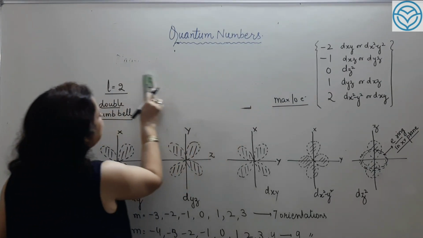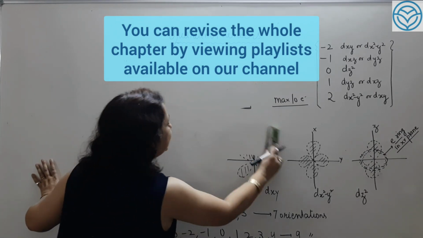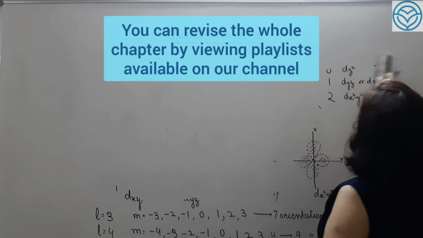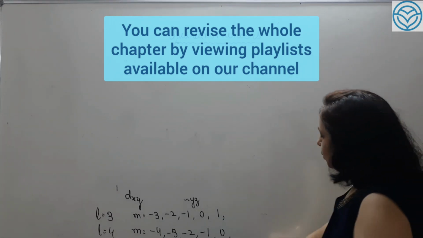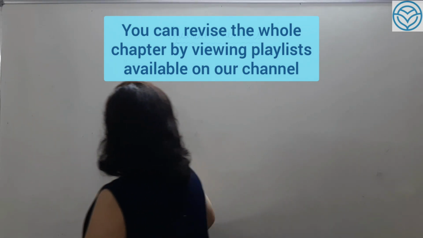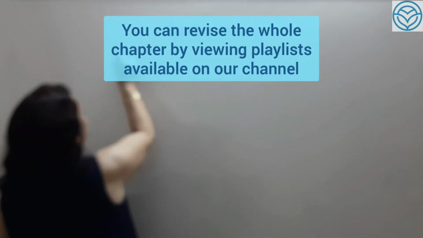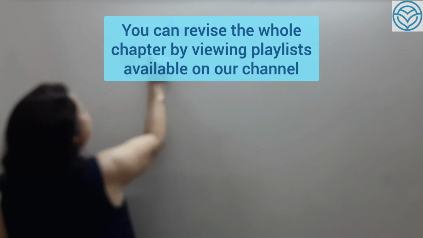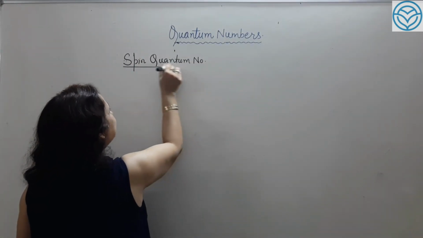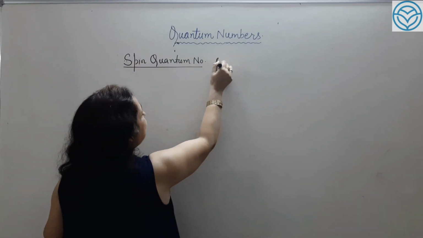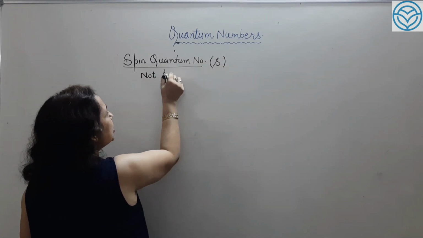After the magnetic quantum number, the last quantum number is called the spin quantum number. So now we move on to the next quantum number, the spin quantum number. The fourth quantum number is very important, and the last one, the spin quantum number. Symbol is s. Not from the Schrödinger wave equation.